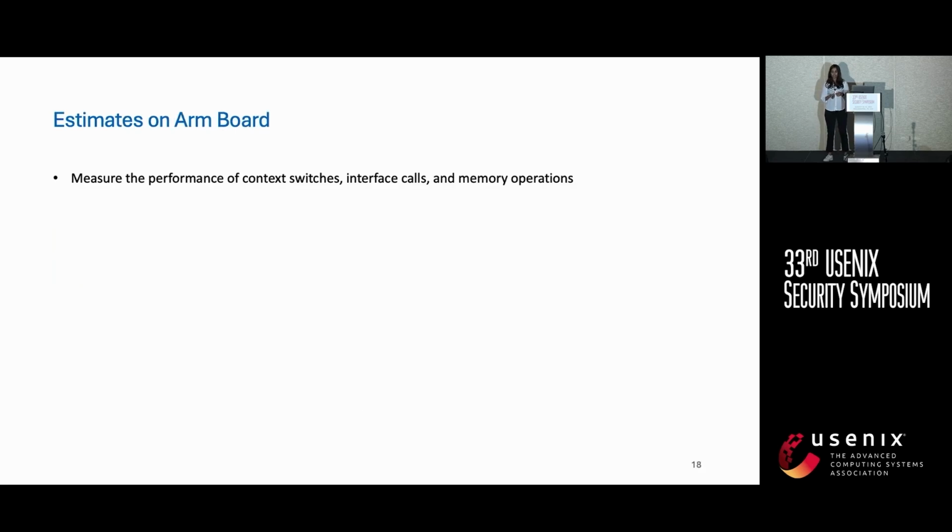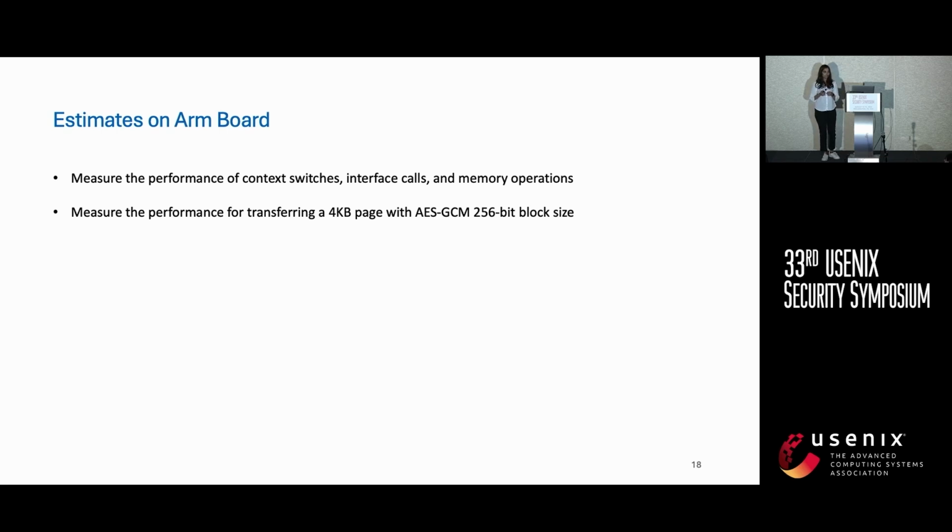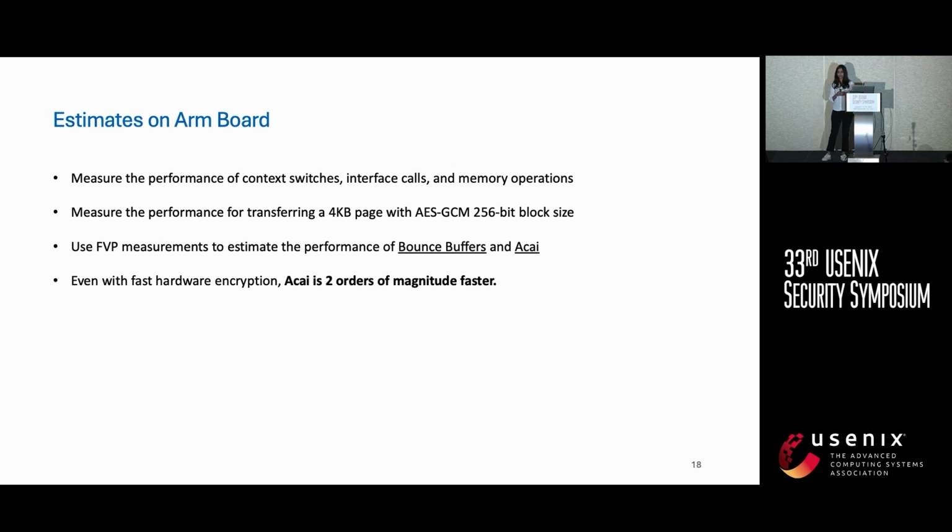Now, as I said earlier, the FVP is instruction accurate, but not cycle accurate. So as a best effort, we micro-benchmark the costs of certain operations like context switches, interface calls, and memory protection. We also measure the costs of encrypting data using a standard encryption library that uses fast hardware encryption on this board. We then use these micro-benchmarks to estimate the performance of this bounce buffer setup and ACAI. And even with this very fast hardware-based encryption, we see that ACAI is 2 orders of magnitude faster.